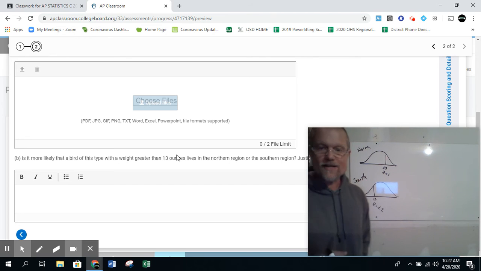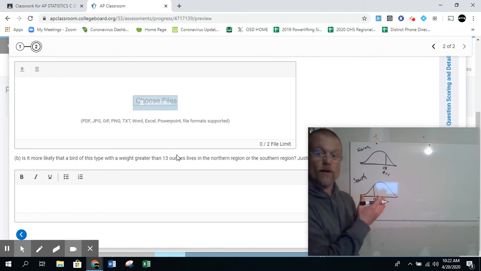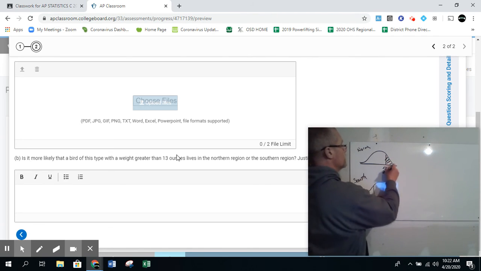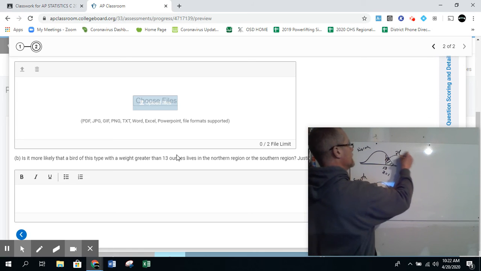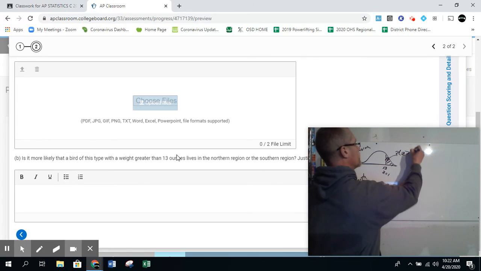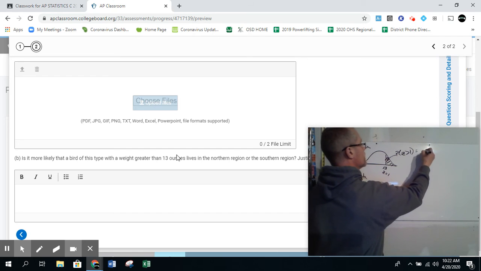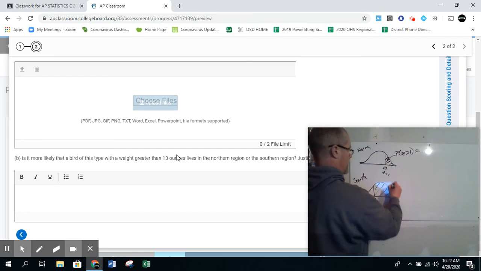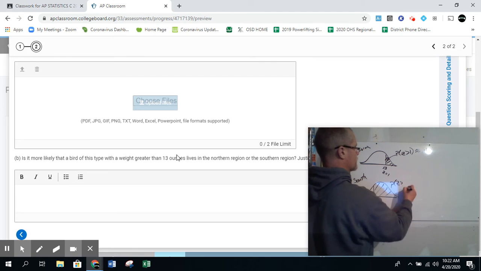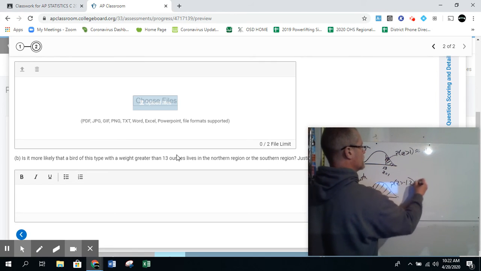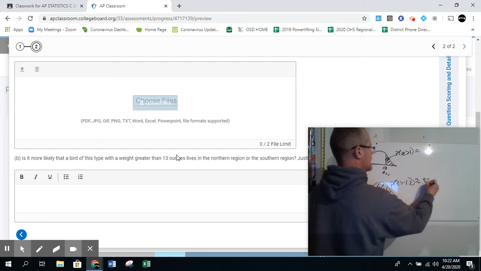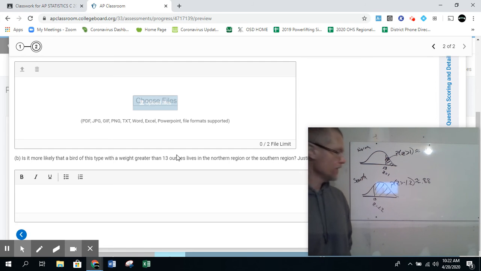This picture is a great justification. You don't like writing? Great, show it. So here we go, boom, boom, boom. We know the probability that a z-score is greater than 1 is about 0.16. The probability that a z-score is greater than negative 1.2 is about 0.88 if you check them out. So draw those pictures and then you can get it.